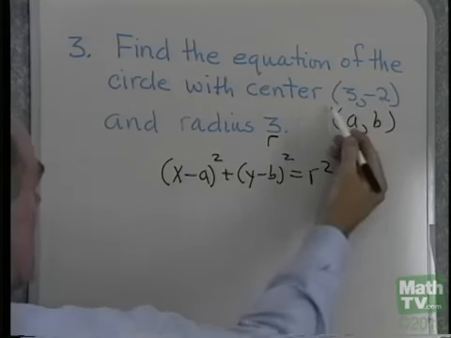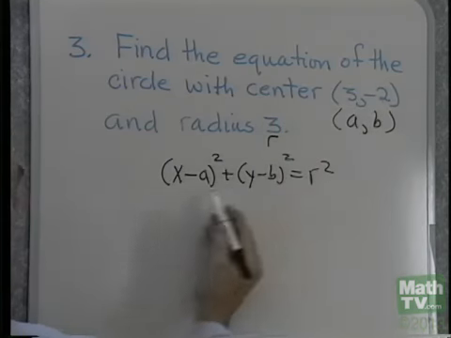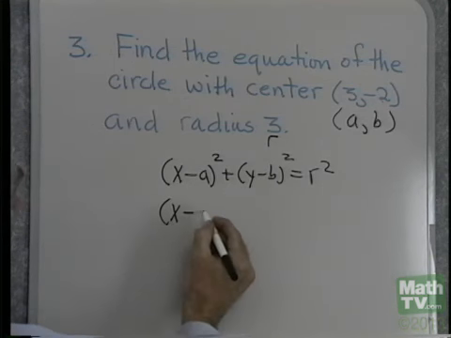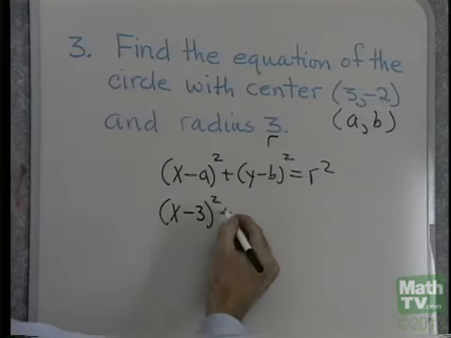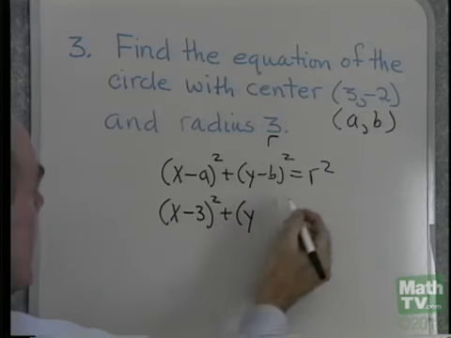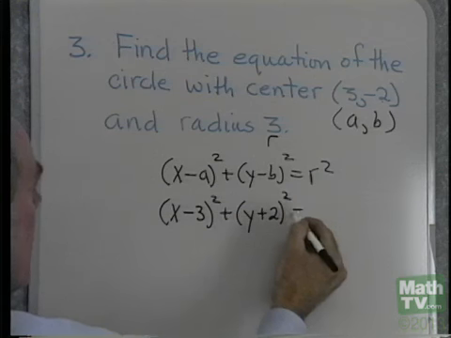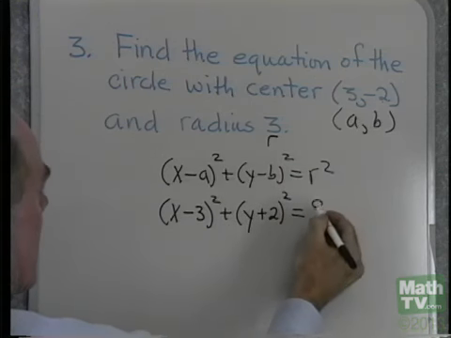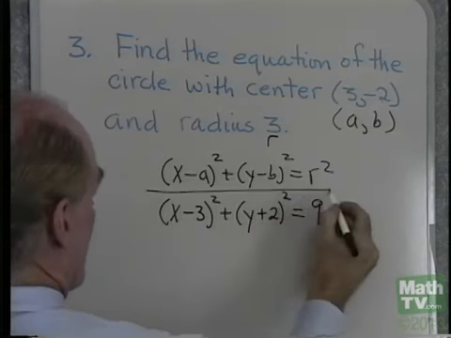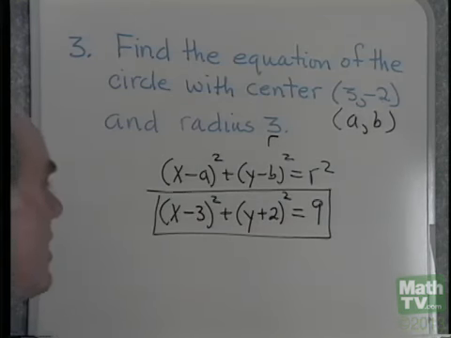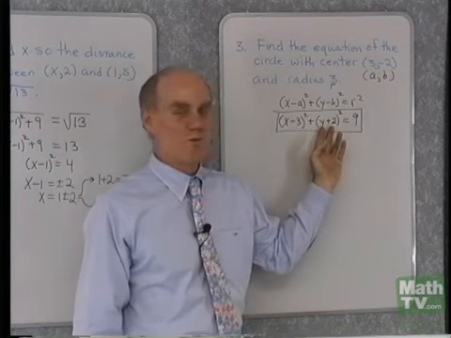So I'll substitute these numbers into my equation and I'll have this: x minus 3 squared plus y minus negative 2, which will be y plus 2 squared, is equal to 3 squared which is 9. So x minus 3 quantity squared plus y plus 2 quantity squared is equal to 9.